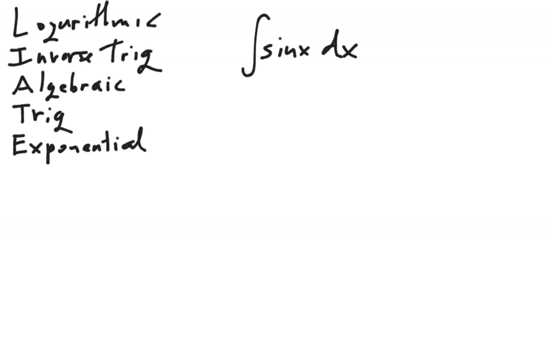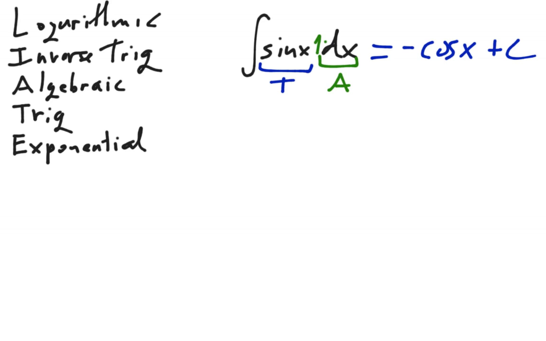The integral of sine of x dx we can do normally. This is simply negative cosine of x. We don't need integration by parts for this, although technically you do have two different types of functions, because you have dx, and dx is an algebraic function. You could think of it as 1 times dx. And then sine of x is a trig function. You want to start noticing what kinds of functions we have.